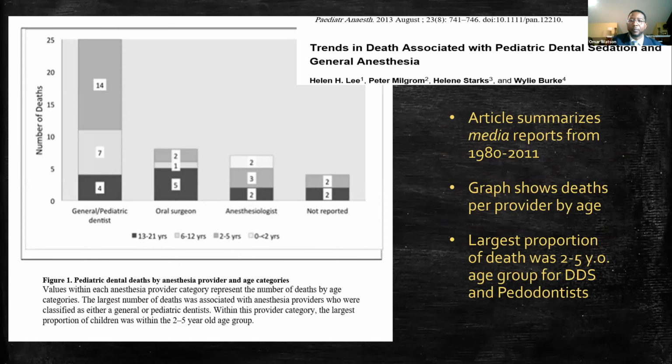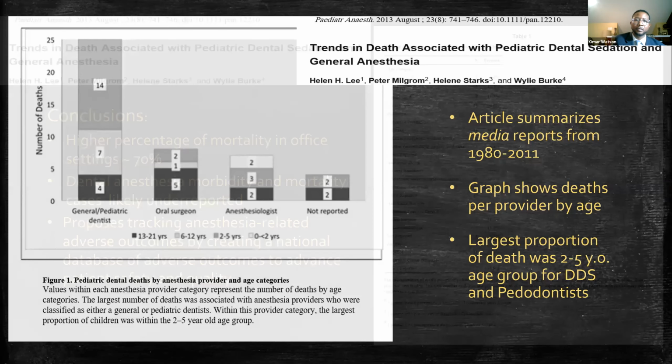reported by the media. In the same article, they showed deaths per provider by age, and the largest number of deaths occurred in 2 to 5-year-olds, and again, the group associated with those were the general dentists and pedodontists. That was 14 out of 25 patients in the 2 to 5-year-old category in a 30-year period.